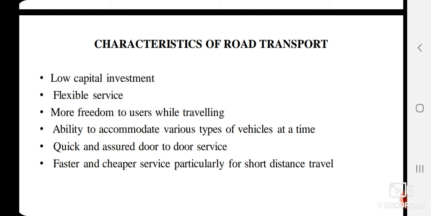That means road transport can give more freedom to users. That is, if a person is riding a car or anything else, ability to accommodate various types of vehicles at a time, quick and assured door-to-door services, and finally faster and cheaper services, particularly for short distance travel. For short distance travel we use road transport, as we all know. For longer distance traveling, we use air transport, that we all know.